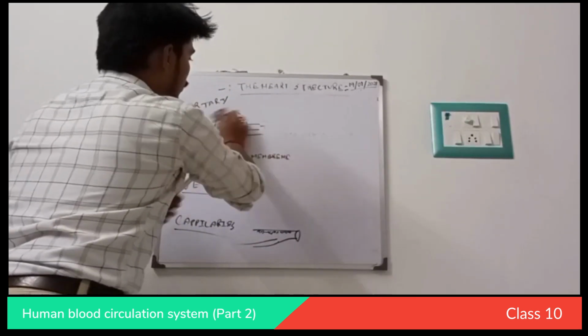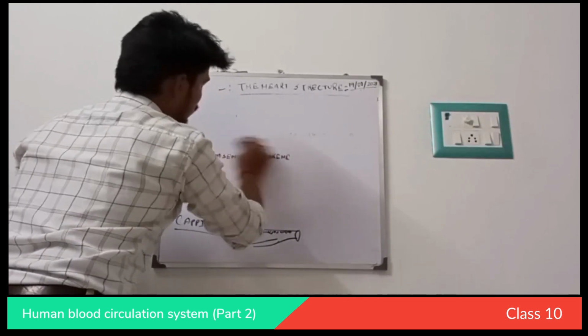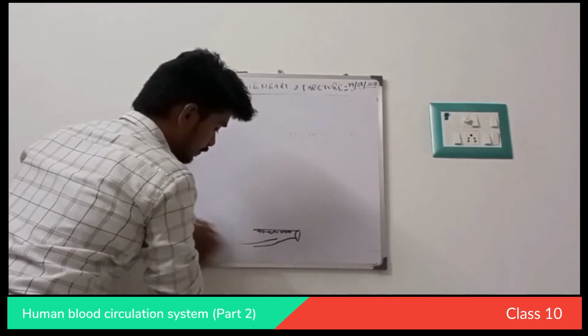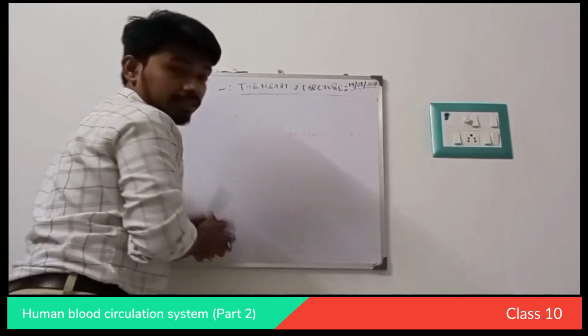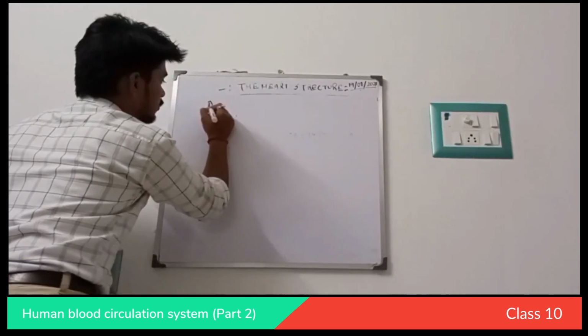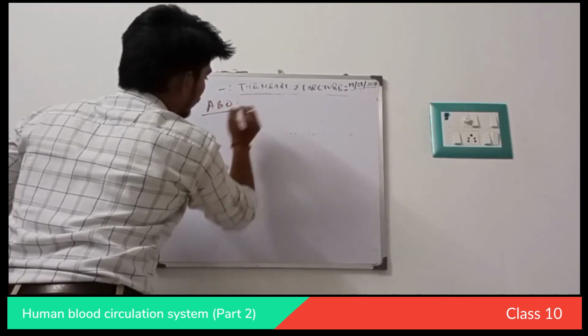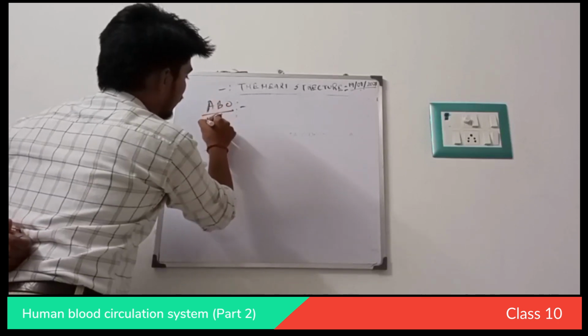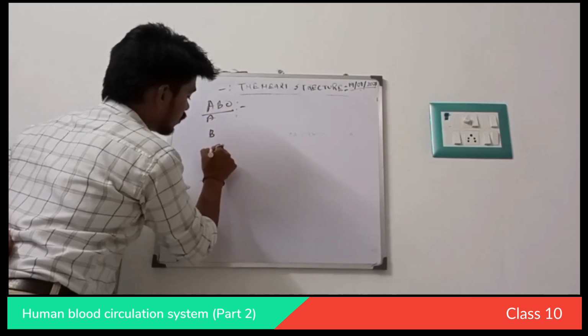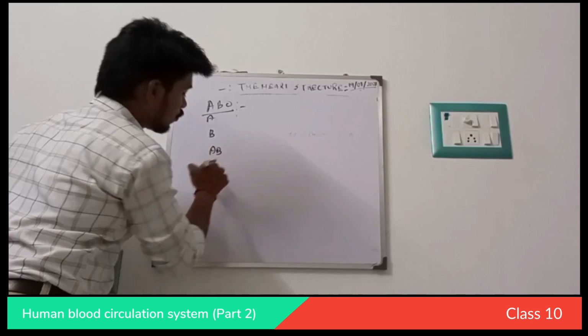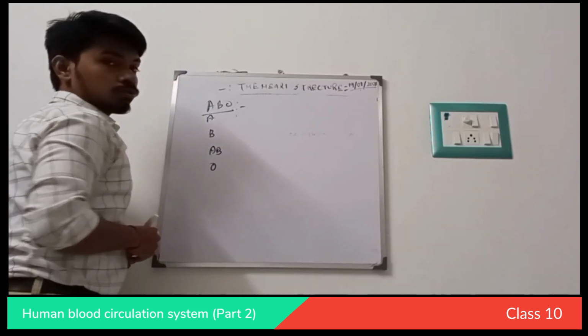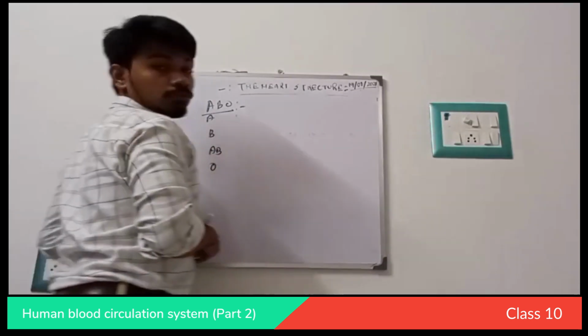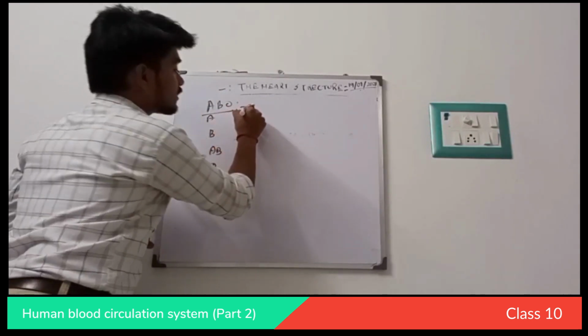Before lymph I have to discuss the arterial circulation, meaning how do you evaluate the ABO blood group system. ABO blood group system. So having A, B, O, there is some antigen and antibody.